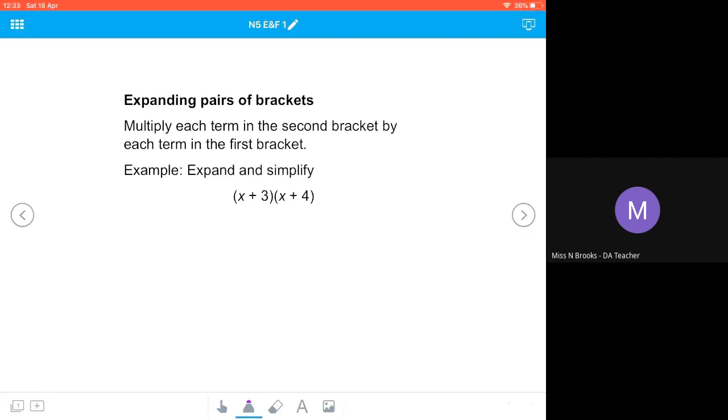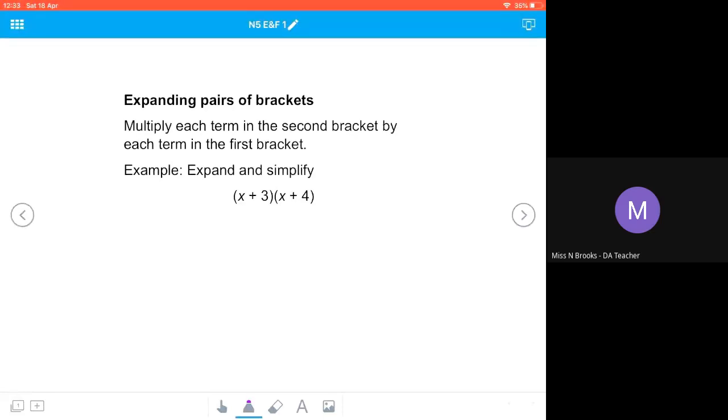So now we're going to look at expanding pairs of brackets. Sometimes you'll see that referred to as expanding double brackets. And what this means is that we have two terms in each of our brackets. So we're going to multiply each term in the second bracket by each term in the first bracket. So basically we're setting ourselves up for two single bracket expansions using the terms within that first bracket.